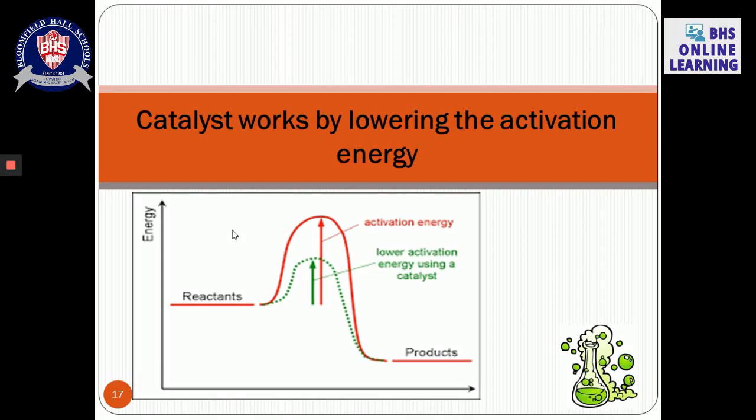This is the energy profile diagram for an exothermic reaction, and this is the activation energy. Okay, this is the reaction without a catalyst, but when a catalyst is added, it lowers the activation energy, which means the reaction now takes place quickly, faster. The catalyst works by lowering the activation energy.